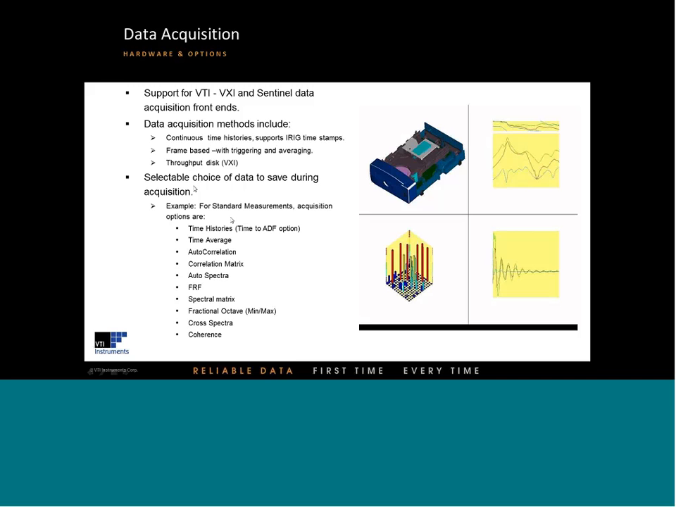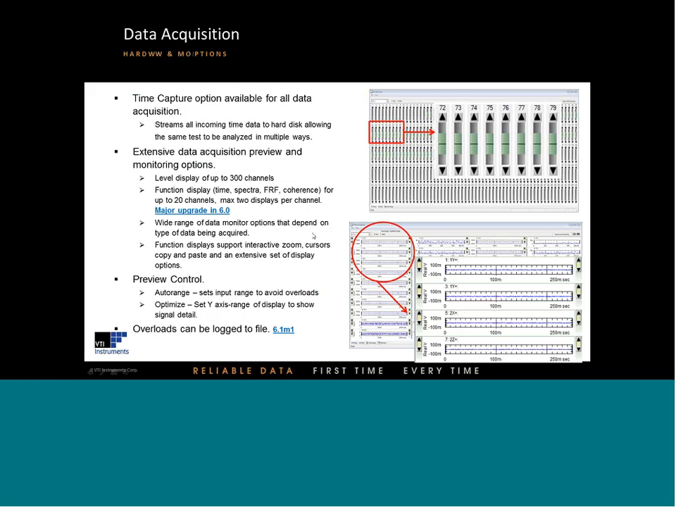There's a list here of the standard measurement data that you can acquire, and it's a long list. This is just for one of the measurement modes, but it's time histories, various spectra, coherence, and a long list.